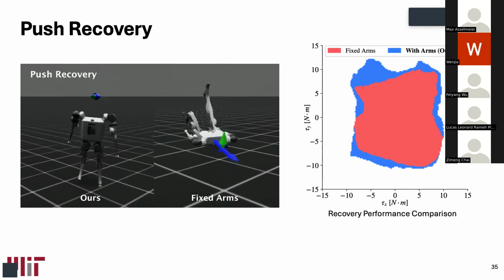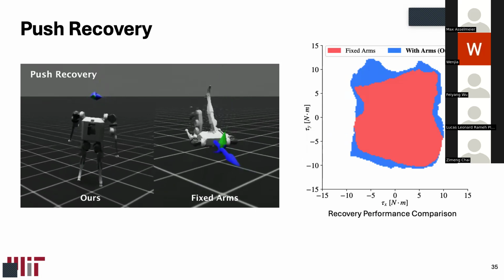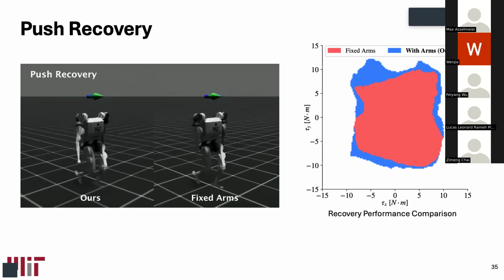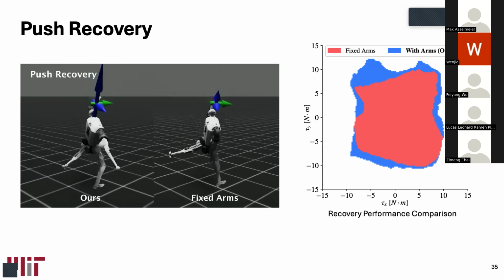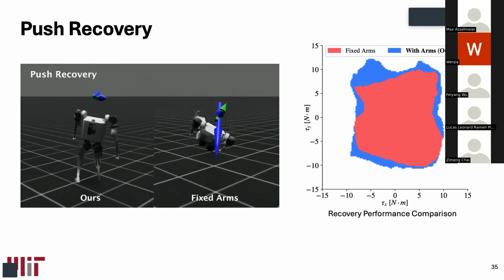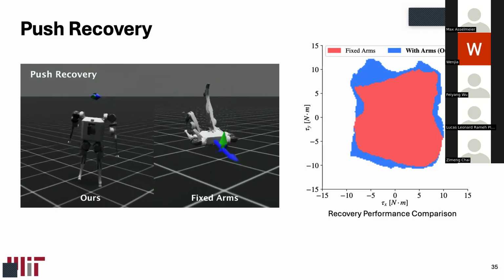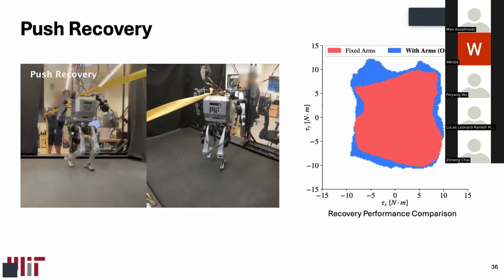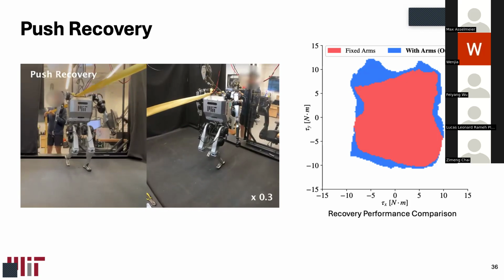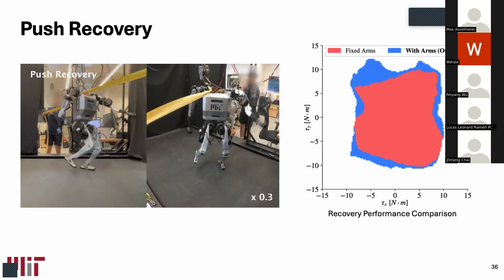So we further compare the recovery performance over a wide range of torque disturbances, and our approach with active arm motion shows significantly greater, which is the blue range here, capability of recovery than the fixed arm cases. We also tested with the real hardware, so you can see that arm motion naturally coming out.